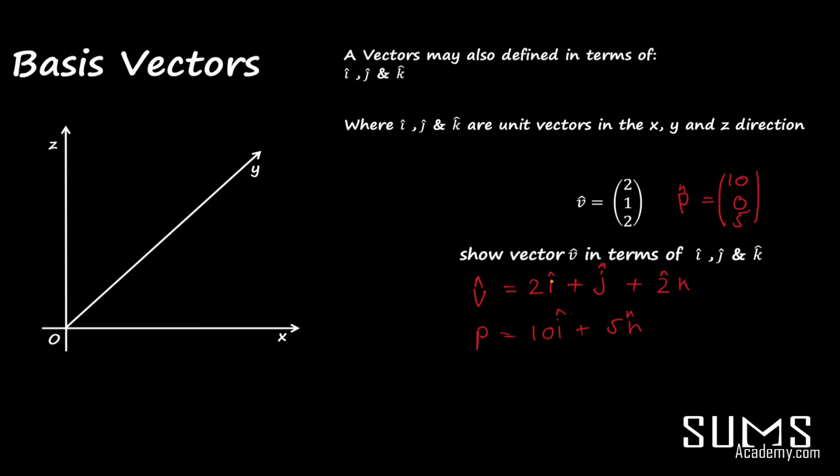So if you want to visualize this, you can think it goes along 2 in the x direction, then it goes up 1 in the y direction, and then it goes up another 2 in the z direction. These are all at right angles to each other. Wait, that's not drawn very clearly. So this is our vector v here.